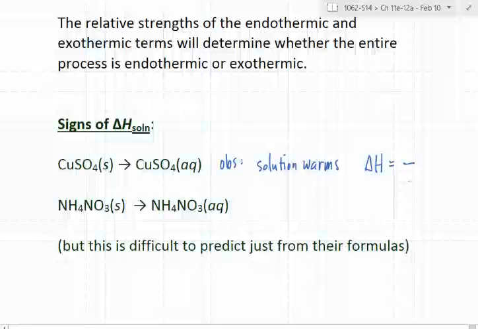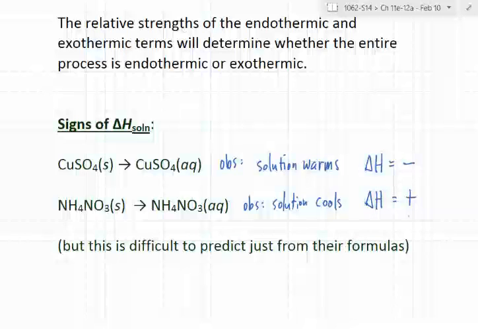Okay? So in this one, ammonium nitrate, dissolving it, the solution cools. So that is a positive delta H. The reason a mixture would become cool would be if the system is sucking that heat energy into it. So delta H is plus, which means the system is getting more energy, but it's pulling that energy from the surroundings. That's why the surroundings get cooler.